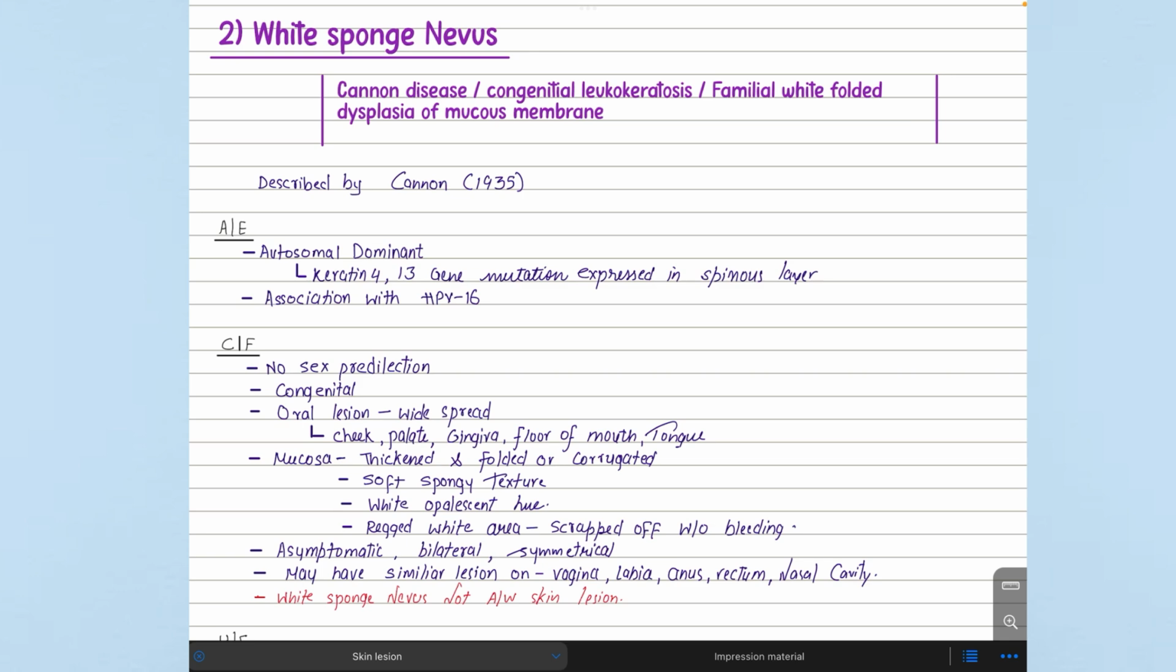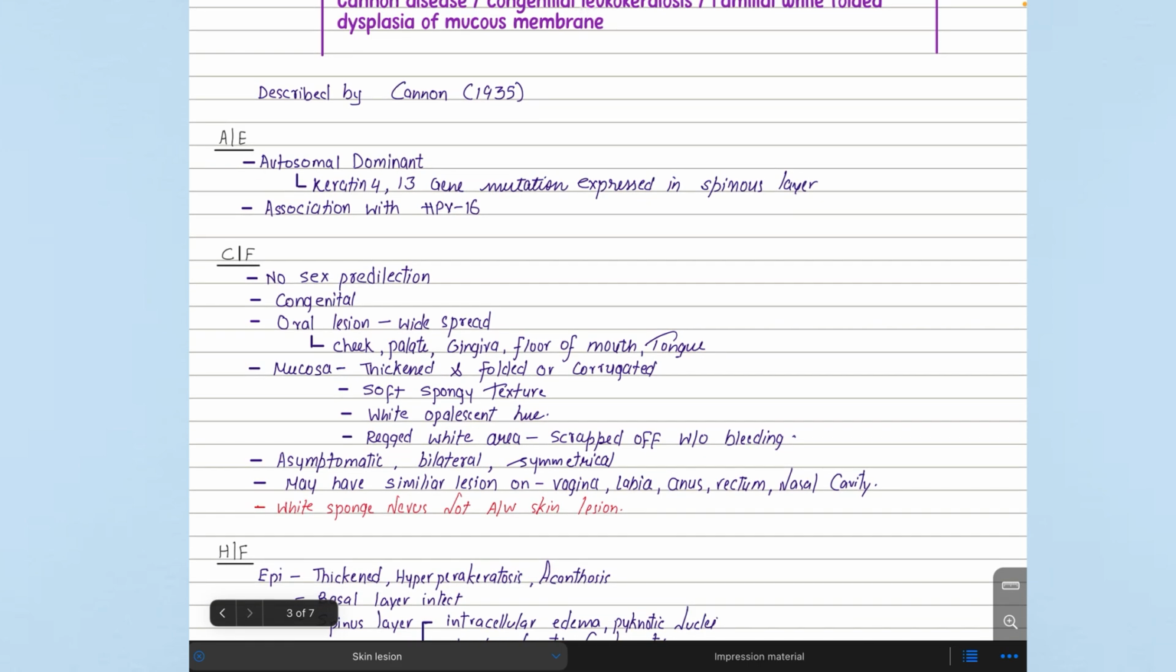Today we are going to talk about white spongy nevus, which is also known as Cannon's disease, based on Sir Cannon, who described the disease in 1935. It is also known as congenital leukokeratosis because of its clinical appearance. Leuko means white and keratosis means increased amount of keratin. It is also known as familial white folded dysplasia of mucous membrane because of its genetic pattern and white appearance. This was described by Cannon in 1935.